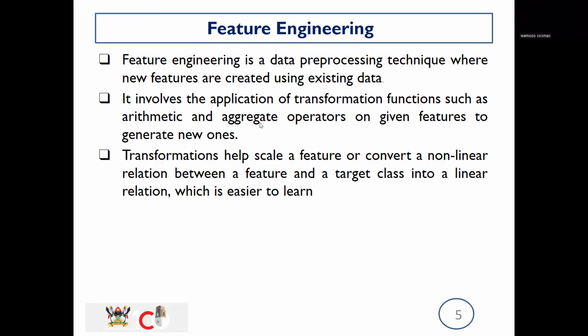The next method is feature engineering. Here we have to come up with new features from existing data. Usually these features can be generated using methods like transformation, where we use mathematical approaches like getting the logarithms, you can use the square, we can use exponents. So you have to come up with a way of creating new features using existing data.